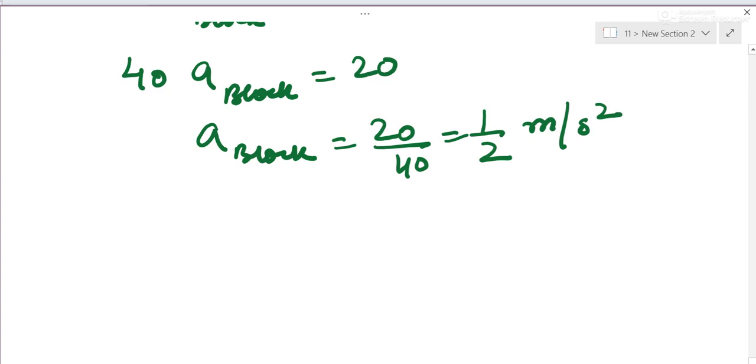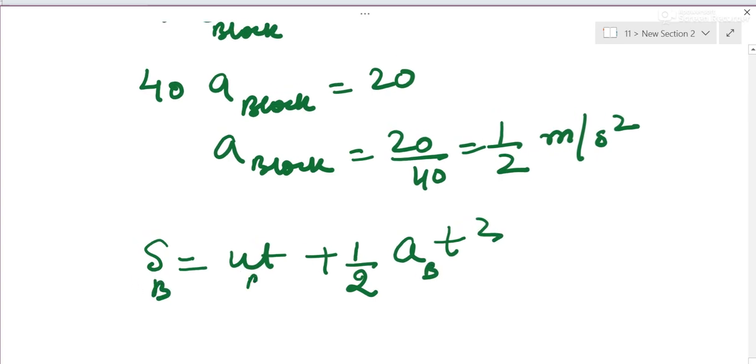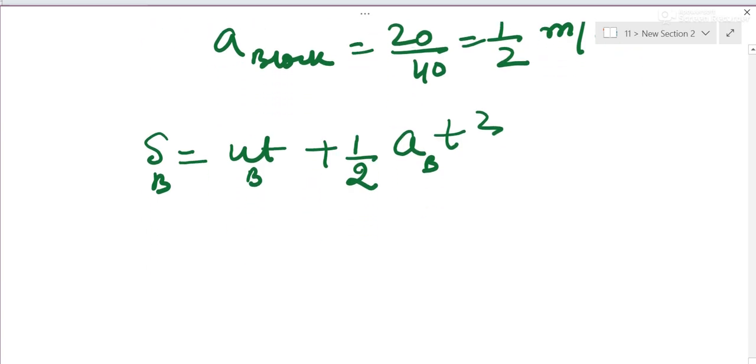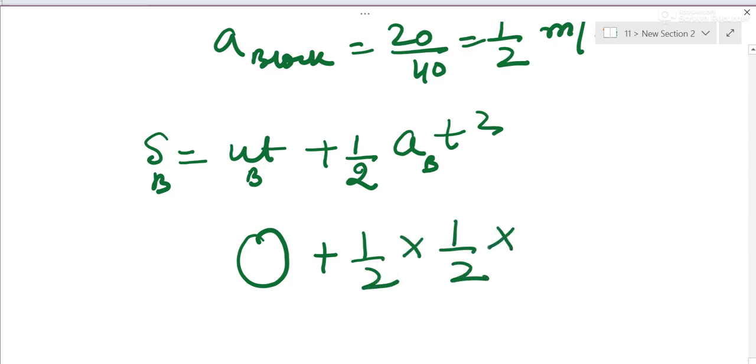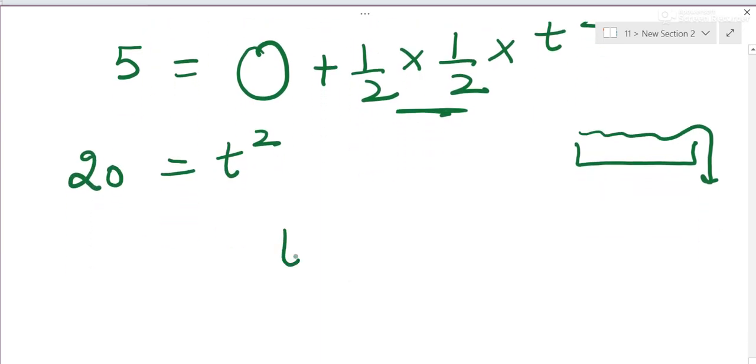Now in how much time will it fall? So we'll use the second equation of motion, but we are using it for the block. So this is A block, distance by block and initial velocity of block. See, initial velocity is 0. It was at rest. Acceleration is half. Time we need to find out, and distance is 5. The box has to cover only 5 meter to fall off the truck. So 5 is equal to half into half into t square, so t square is 20 and time would be root 20.